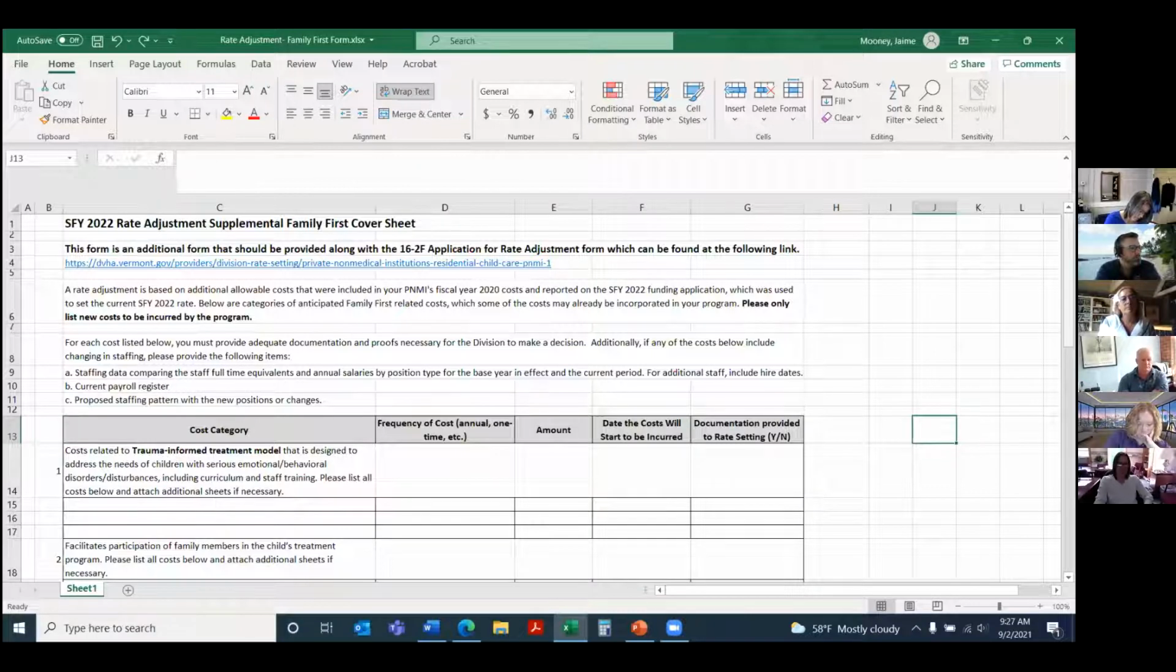And it just reiterates that a rate adjustment is based on additional allowable costs that were included in your PNMI's fiscal year 2020 costs and reported on the state fiscal year 2022 funding application, which was used to set the current state fiscal year 2022 rate. And then below are categories of anticipated Family First related costs, some of which may already be incorporated in your program. Please only list new costs to be incurred by the program.